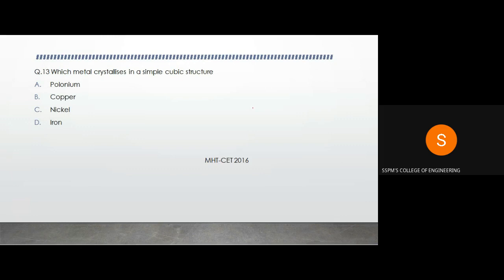Okay, next is, which metal crystallizes in the simple cubic structure? In these options, copper is FCC, nickel is present in FCC, and option D, iron is present in FCC. The remaining one, polonium, is the correct answer. This is a logical question. Copper, nickel and iron have the FCC structure, so the remaining one is polonium, which has the simple cubic structure. This was asked in 2016.